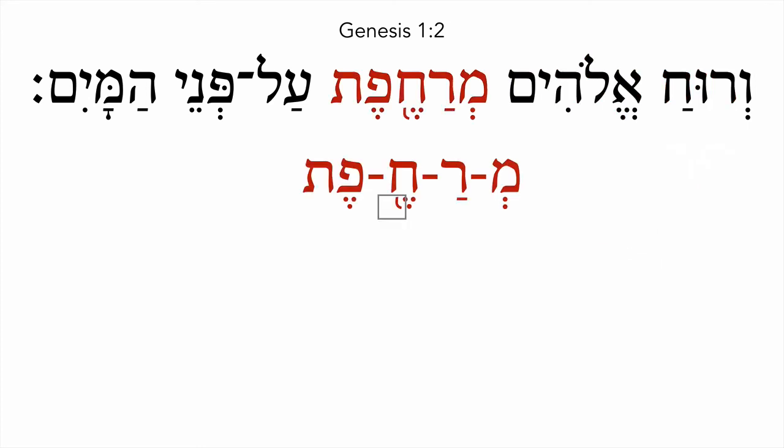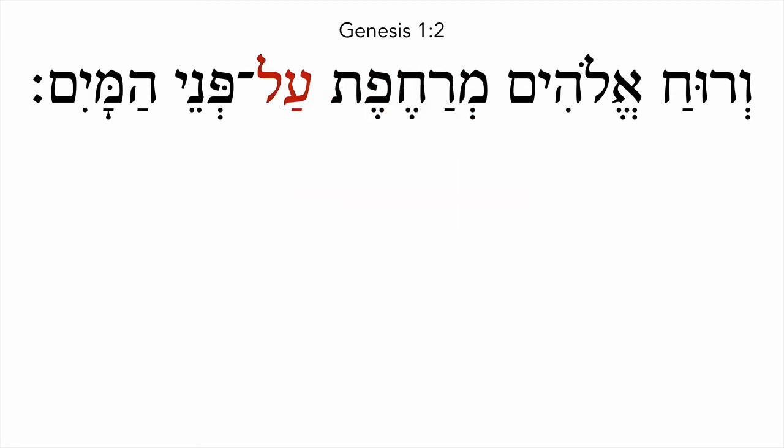Elohim, merachefet. I've included here what you'd actually see in the printed biblical text. There's an extra little squiggle, and that's an accent. Normally, Hebrew words are accented on their last syllable. This word includes an accent to say, actually, I am accented on the syllable before the last. So, me-ra-che-fet. Al, paneh, ha.